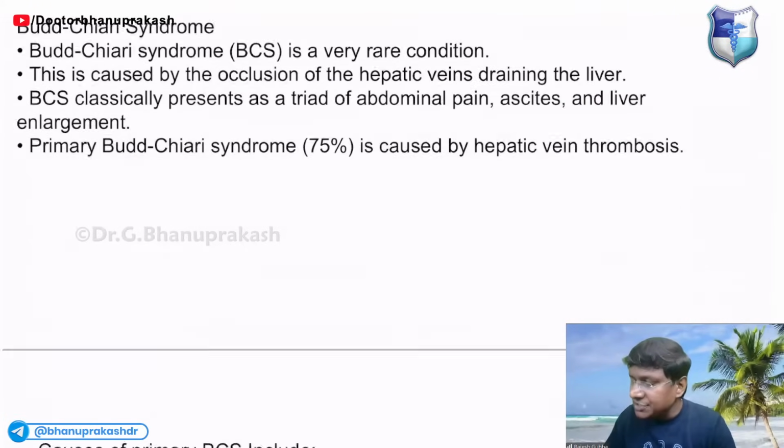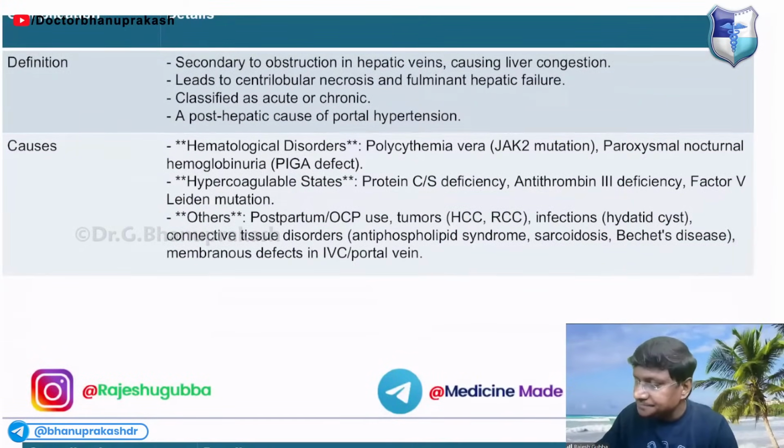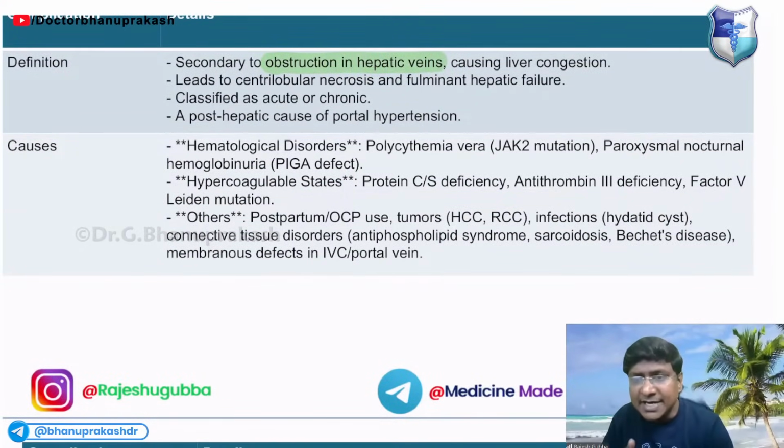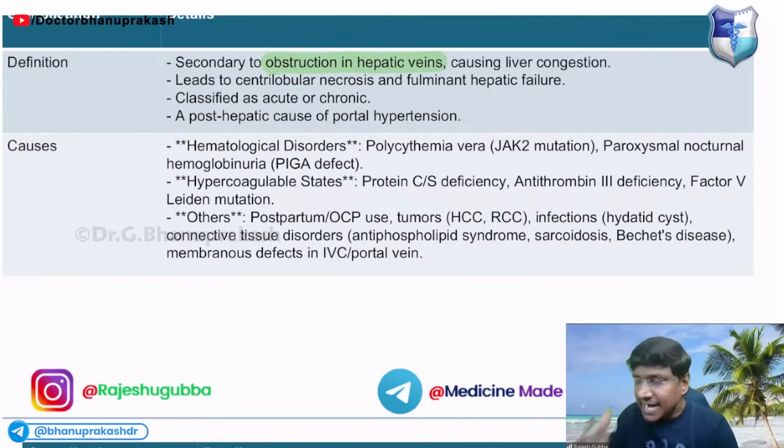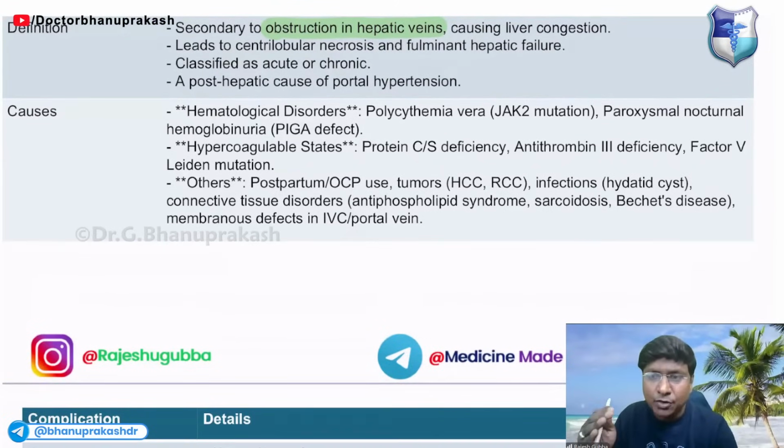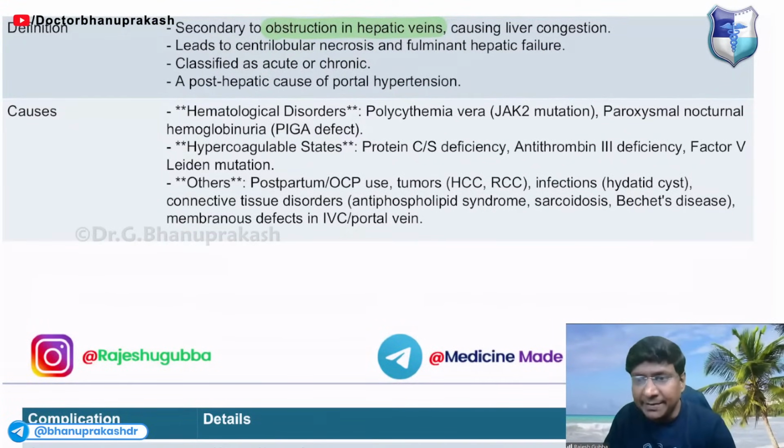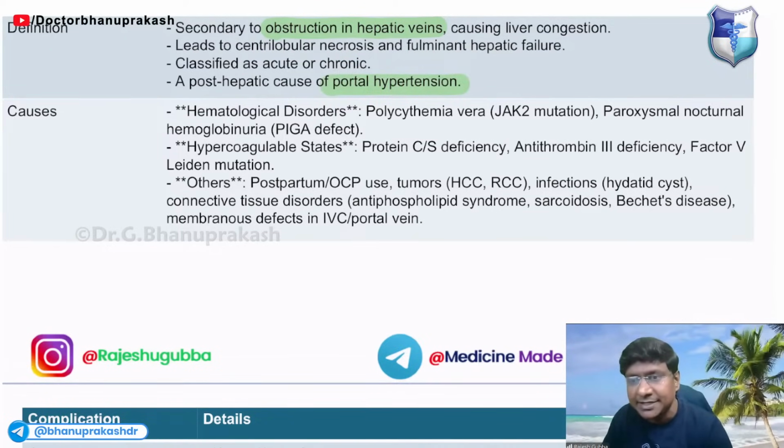The problem in Budd-Chiari syndrome is that there is obstruction in the hepatic veins, and this obstruction is caused by thrombus. Because of that, the blood from the portal vein is not entering into the hepatic veins. So thereby what will happen? These patients will develop portal hypertension, and it's a post-hepatic cause for the portal hypertension.